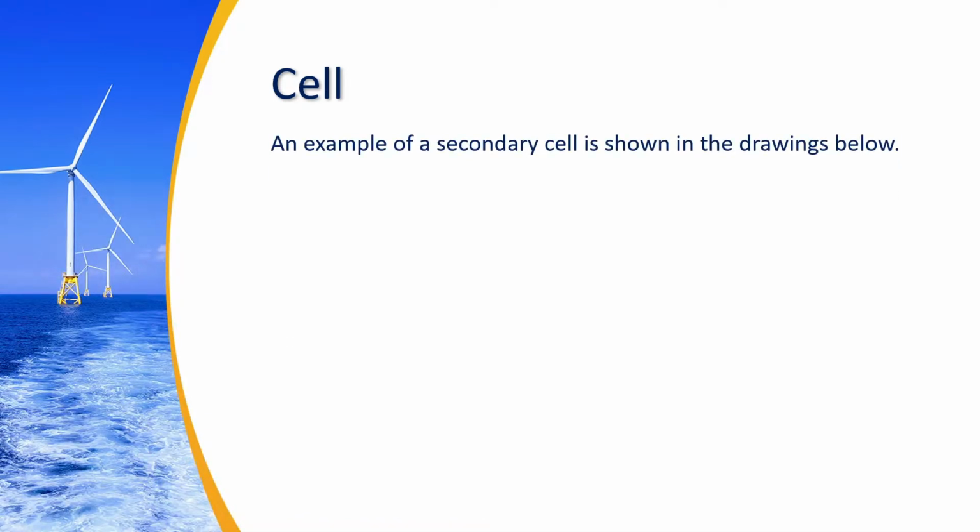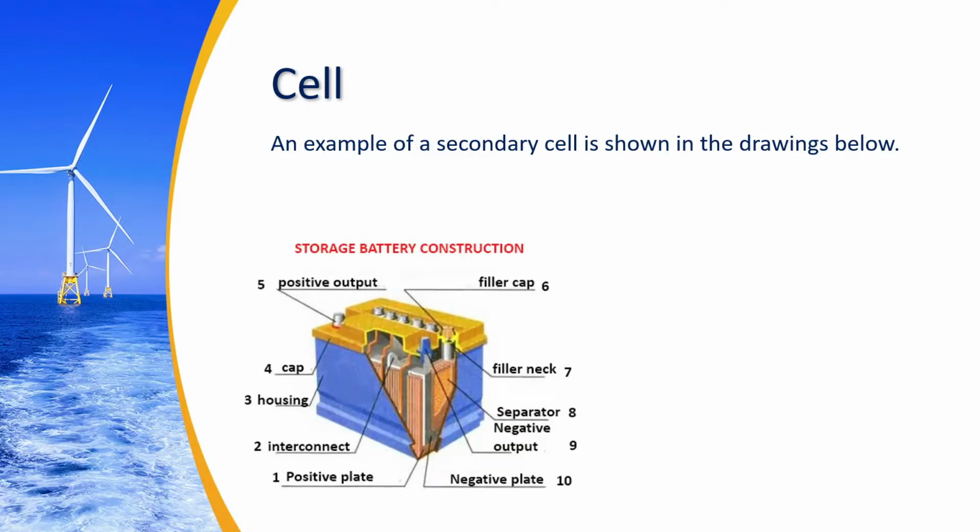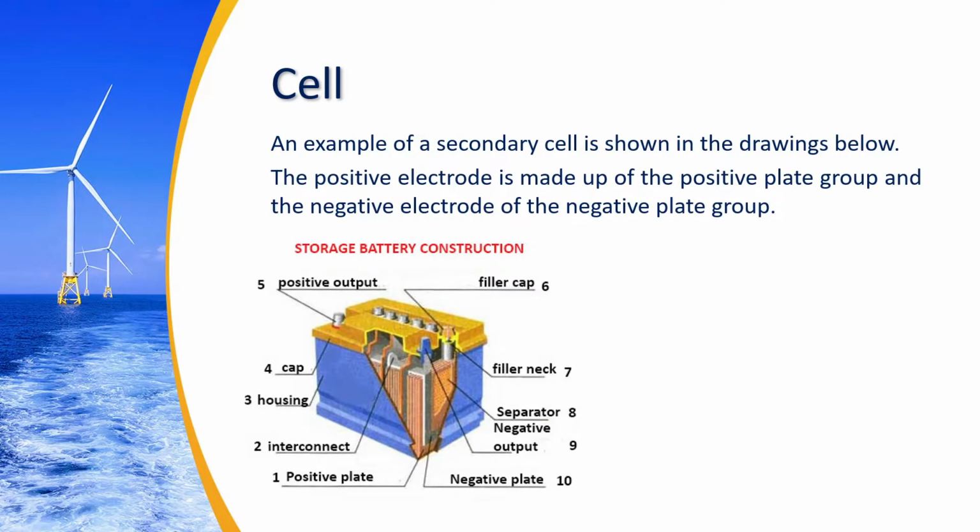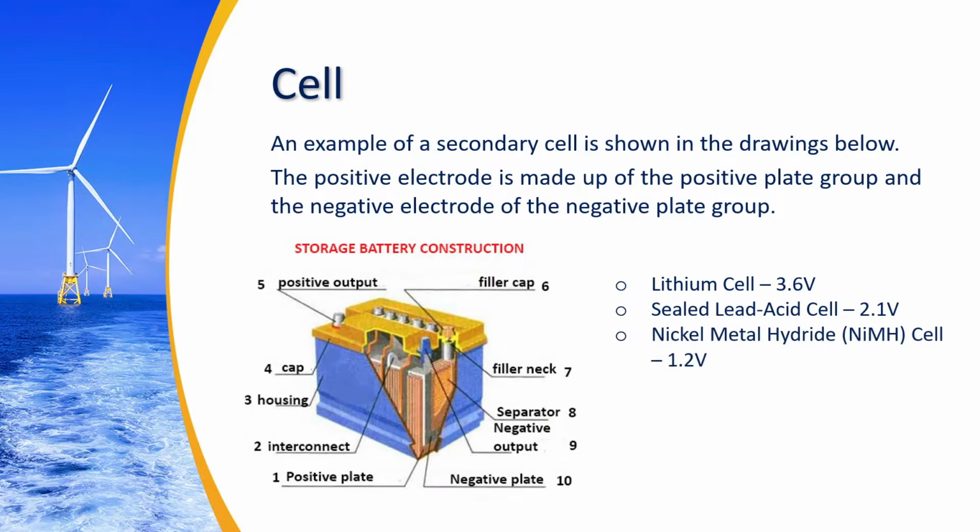So, an example of secondary cell is shown in the drawings below. So, ito yung isang example ng secondary cell. And then, yung positive electrode daw dito is made up of the positive plate group. And the negative electrode, siya yung negative plate group. Okay? Then, ito yung mga different types ng secondary cell. So, meron tayong lithium cell, sealed lead acid cell, nickel metal hydride, and nickel cadmium cell. So, lahat sila is may equivalent na voltages.